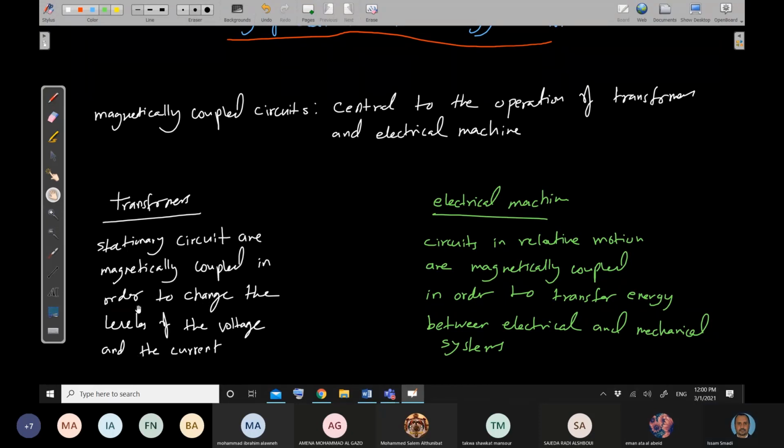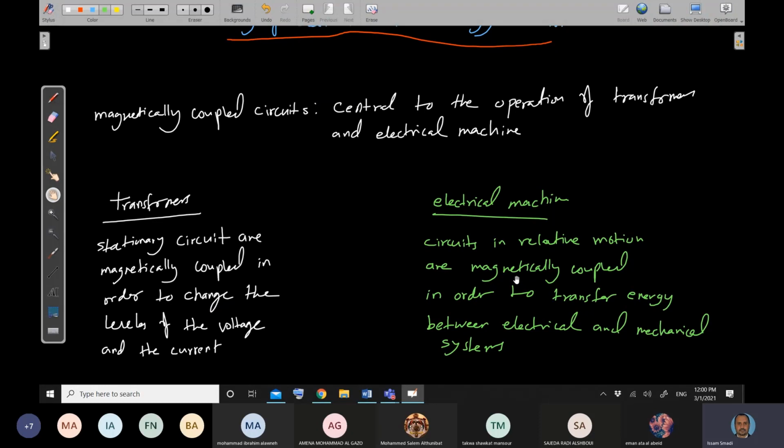And this is the idea behind the transformer, to shape the levels of the voltage and the current while not changing the frequency, for sure. For the electrical machine, in general, I have a stator and a rotor, or a mover, which is the rotating part or the moving part. Each of them has a circuit, and those circuits are in relative motion, coupled together in order to transfer the energy between the electrical and the mechanical system.